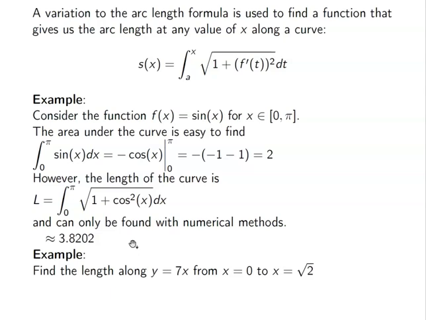So let's do another example. Let's find the length along y equals 7x from x equals 0 to x equals square root 2. Here, we didn't actually do an example, so let's start with a very easy one. I need the first derivative of my function, which is just 7. I'm going to square it, and I'm going to add it to 1, and I'm going from 0 to root 2. So this just becomes 1 plus 49, or square root 50.